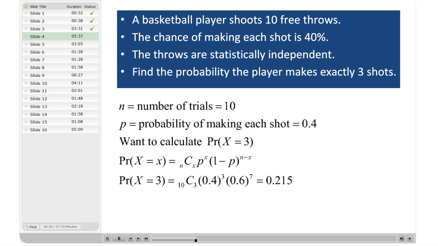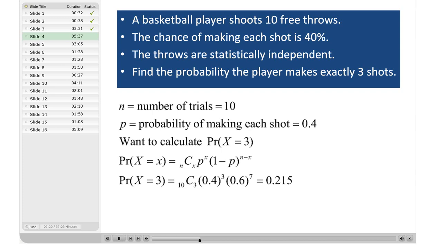Now, we want to calculate the probability that this player makes exactly 3 shots. You can see in the middle there I wrote, we want to calculate the probability that capital X is equal to 3. Let's talk about what capital X is. Well, in probability theory, capital letters represent random variables, and that's the case here. Capital X represents the random variable, which is the number of shots that the player actually makes. Again, that could be anything between 0 and 10. And so capital X is a random variable.